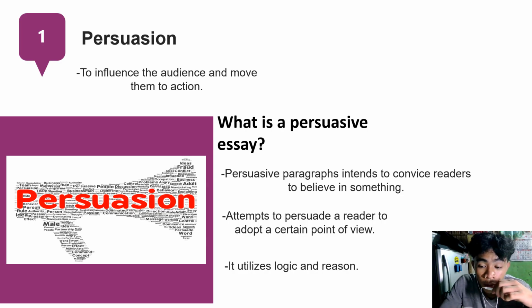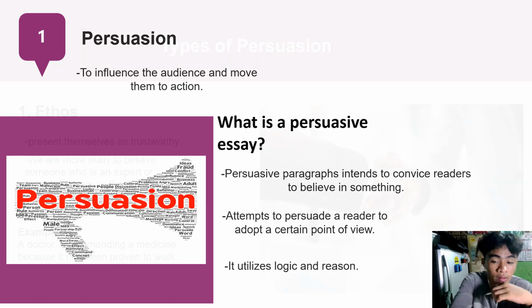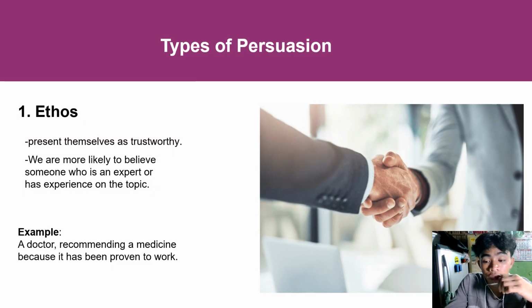So, we provide now the question, what is a persuasive essay? A persuasive essay is a persuasive paragraph that intends to convince readers to believe in something. It attempts to persuade a reader to adopt a certain point of view, and it utilizes logic and reason. So there are three types of persuasion.